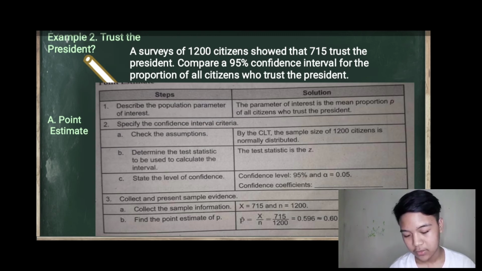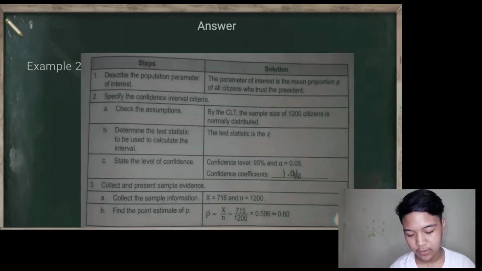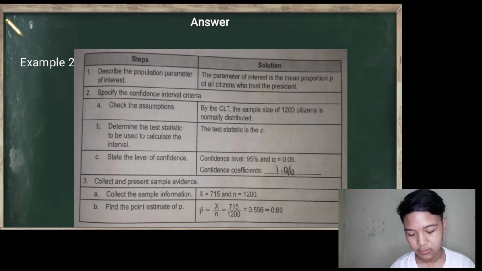Step 3. Collect the present sample evidence. A. Collect the sample information. Solution: x equals 715 and n equals 1,200. B. Find the point estimate of p. p hat equals x over n equals 715 over 1,200 equals 0.596 or 0.60.